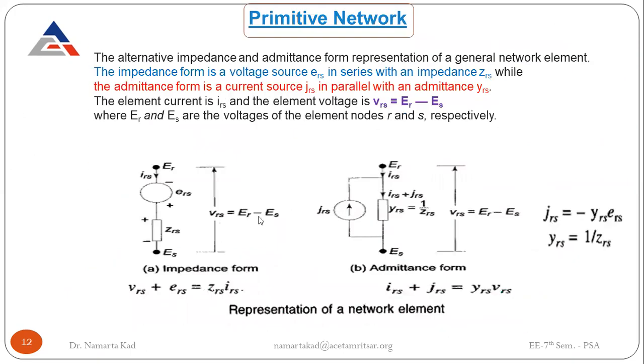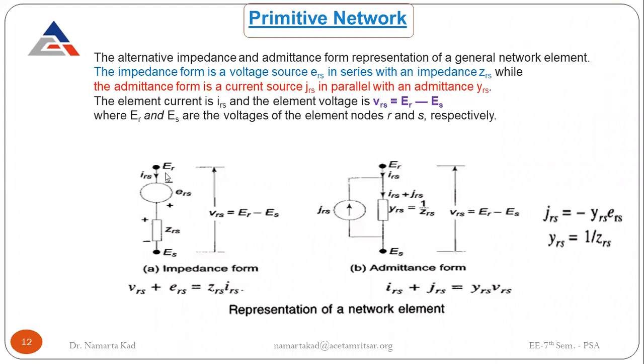So here it is ER minus ES, the net voltage across this impedance. Similarly, the same voltage across this admittance is again ER minus ES. And what is the final equation? It is VRS plus ERS is equal to ZRS into IRS.